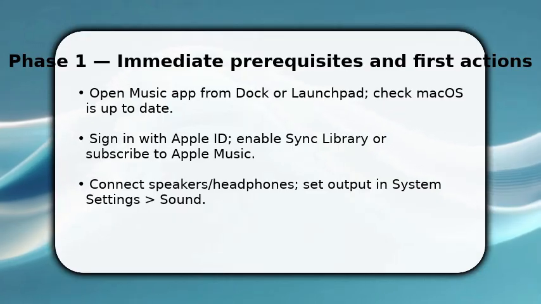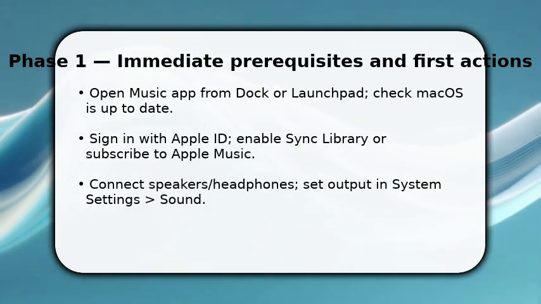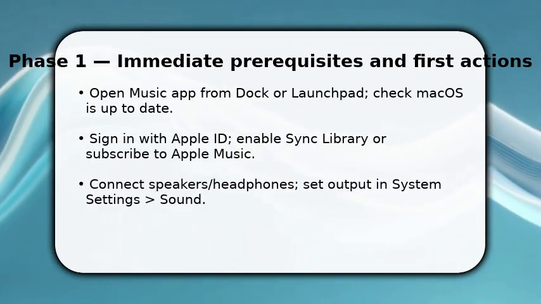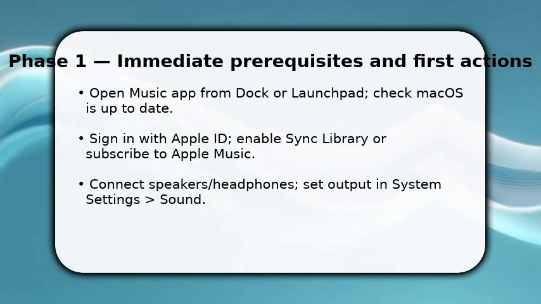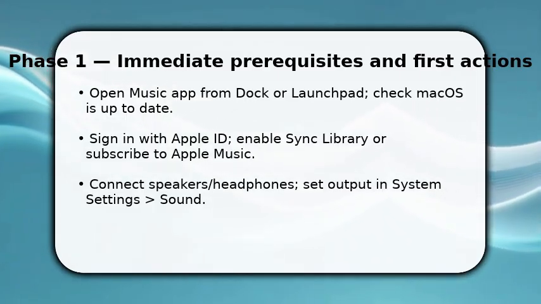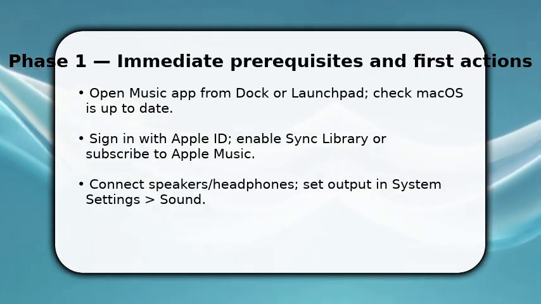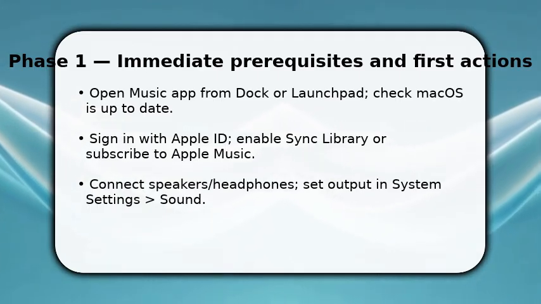You want to start now? Open the Music app and sign in with your Apple ID. Once signed in, make sure Sync Library is enabled if you use Apple Music. This keeps your songs across devices. If you aren't a subscriber yet, choose Try or Subscribe and follow on-screen prompts. Next, confirm macOS updates and select your audio output in System Settings Sound so you hear playback. Now you're ready to import or browse the catalog and take the next step.